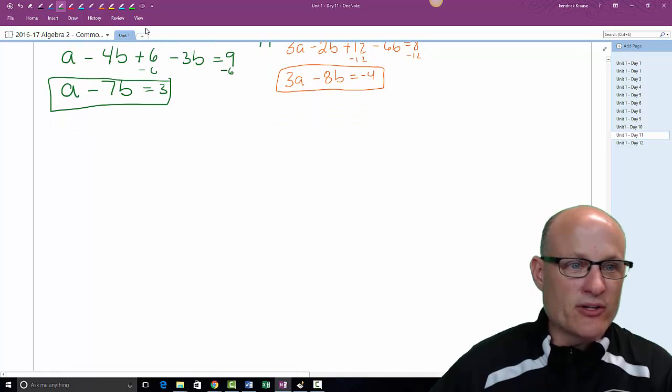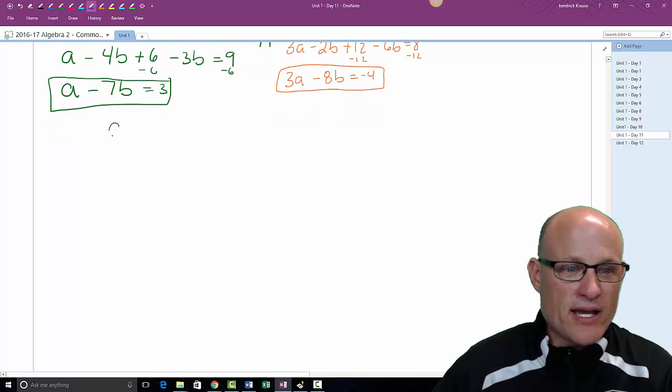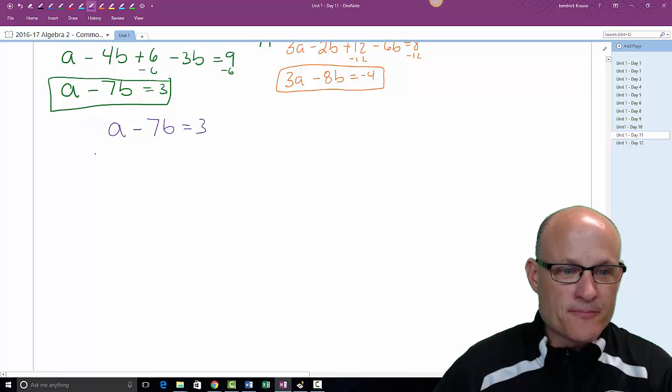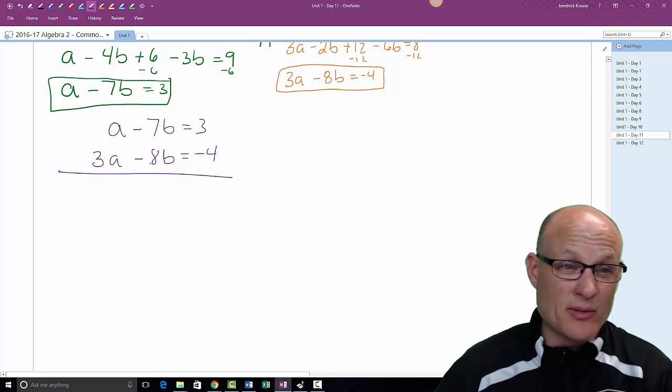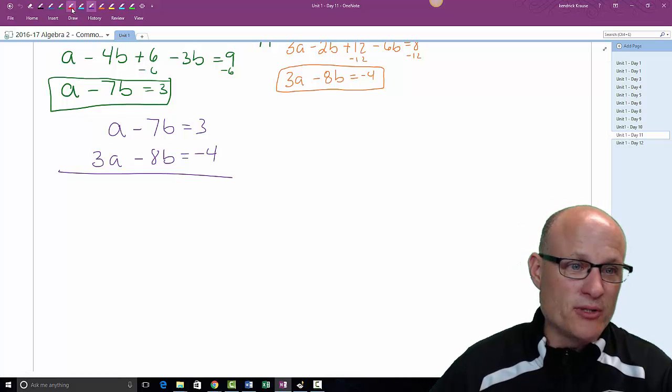All right, so now I'm going to use the elimination method. I'm going to line them up on top of each other. Let's do this in purple. So A minus 7B equals 3. 3A minus 8B equals negative 4. Hopefully I haven't missed any signs. If I do, I'm going to have to go back and change them.